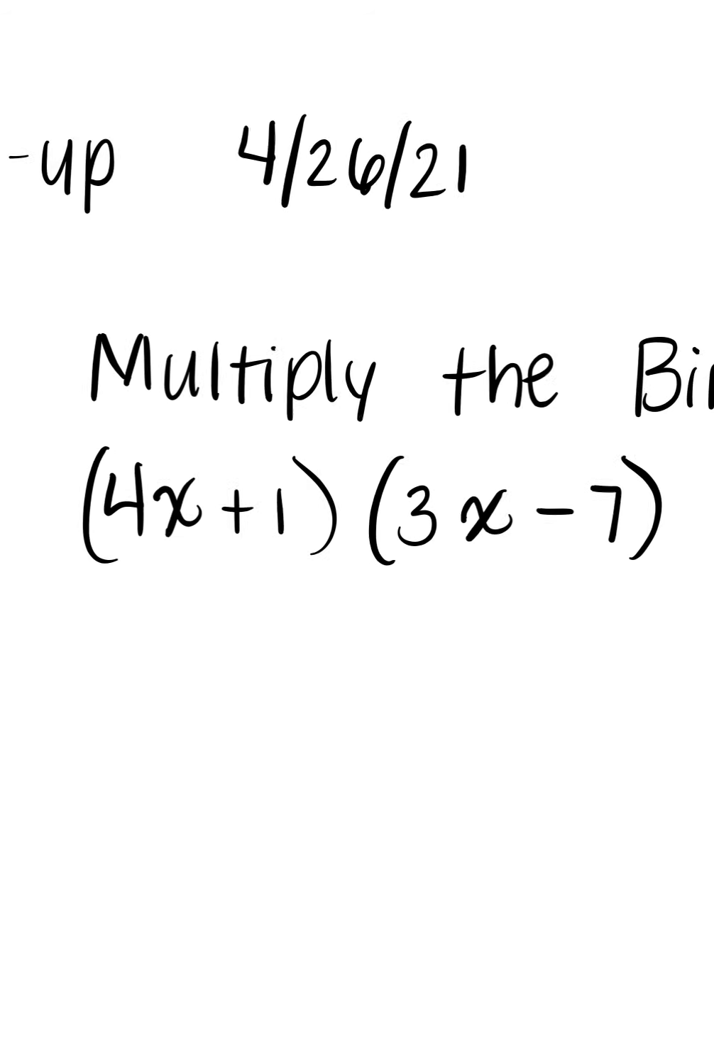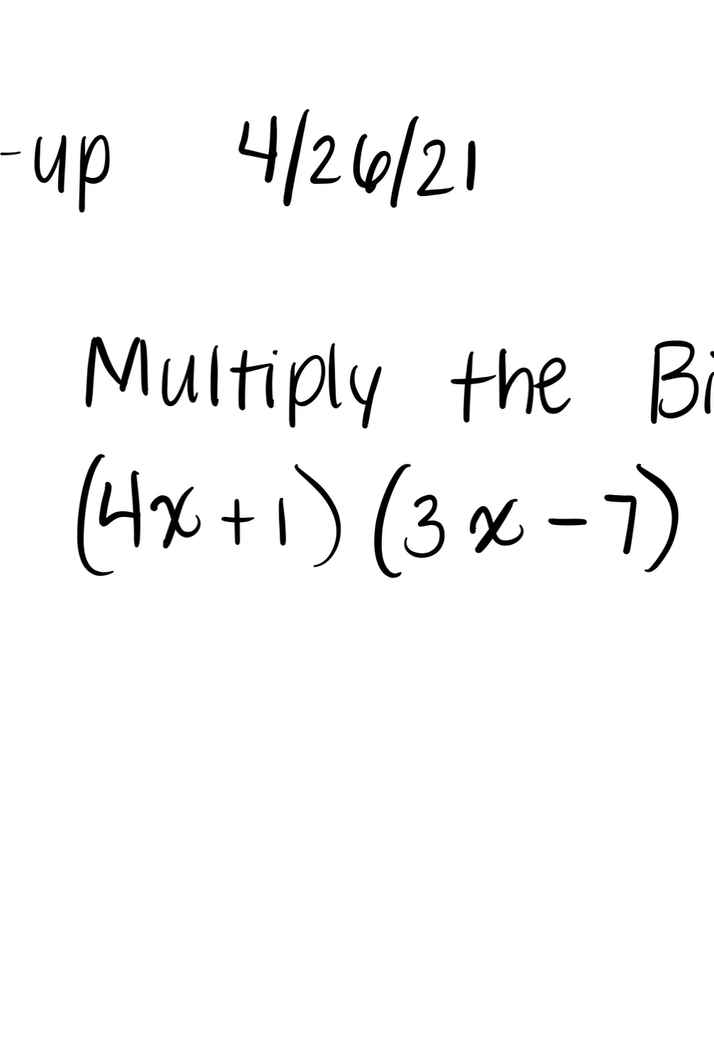Giancarlo. 4x times 3x and 4x times negative 7. Excellent. Why? Who knows why we're doing this? Alan? FOIL. Very good. F-O-I-L. We just used the F. We just used the O.